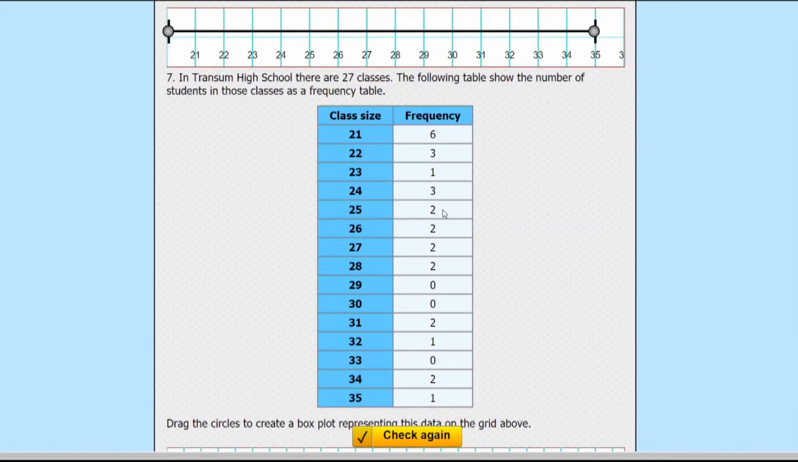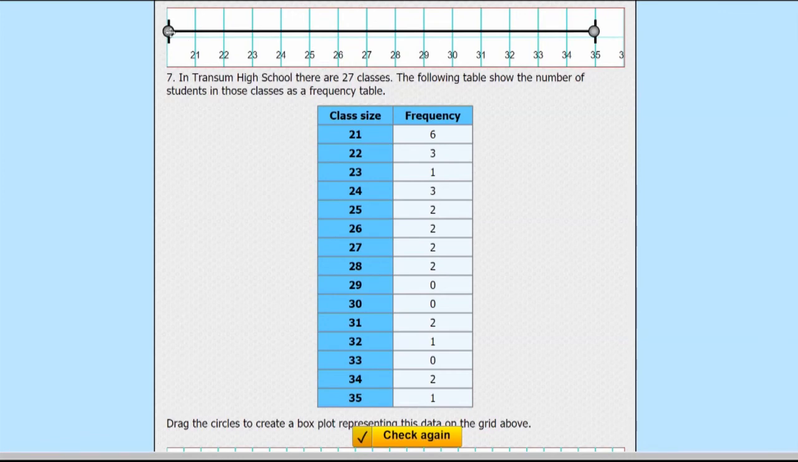So halfway through those 13 would be the 7th class. And I can see that the 7th class, starting from the beginning, wouldn't be with these 6, it would be with the 22. So the 22 must be the lower quartile. And then counting up 7 classes from the top, 1 plus 2 is 3, 4, 5, 6, right down here in 28. So the upper quartile is 28.